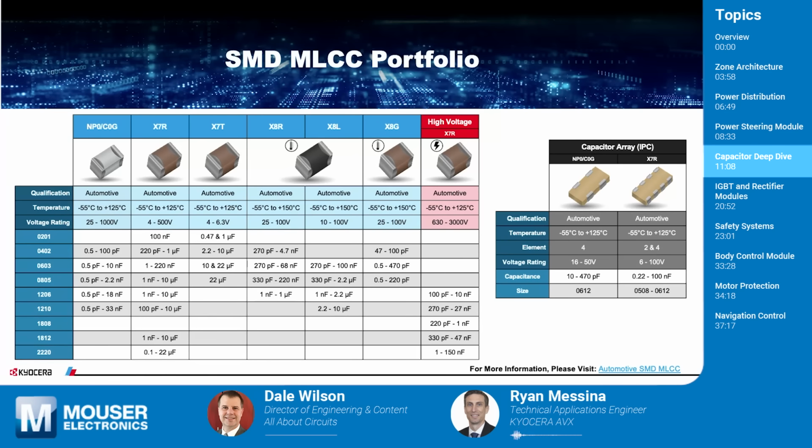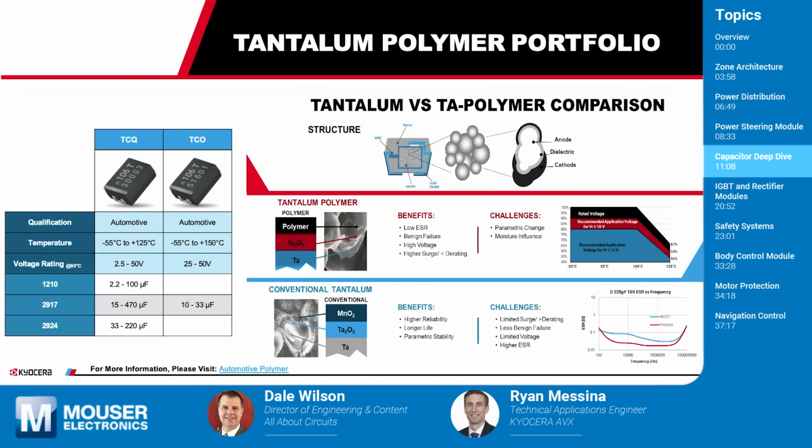We've highlighted all the automotive ones. Obviously, like we said previously, great question that you had. We advise automotive rated parts for automotive applications, but this is just to give you an idea of the electrical characteristics of the parts and what we have to offer. And now we're moving into the tantalum versus tantalum polymer comparison.